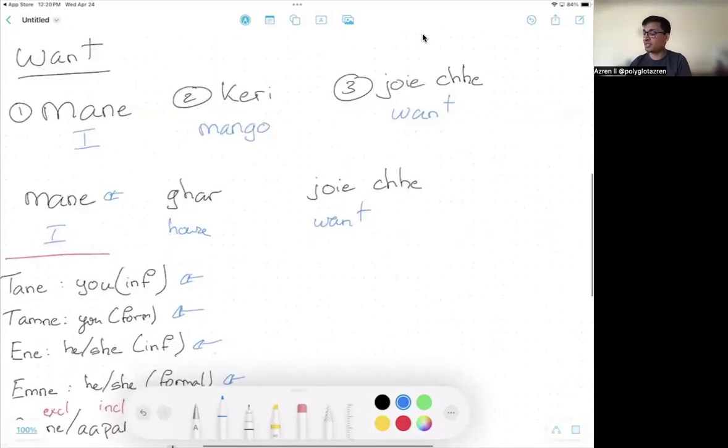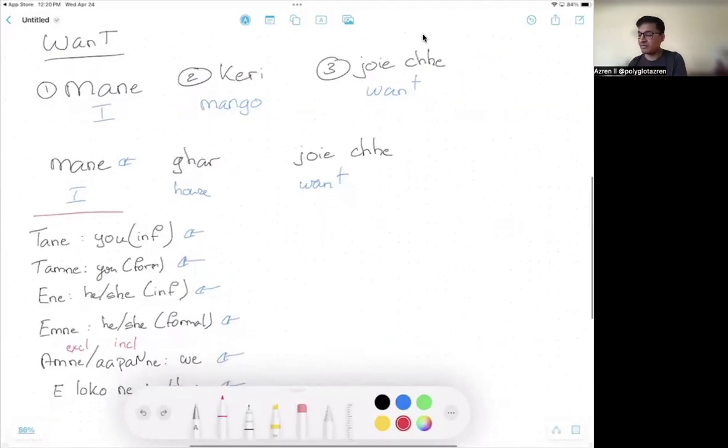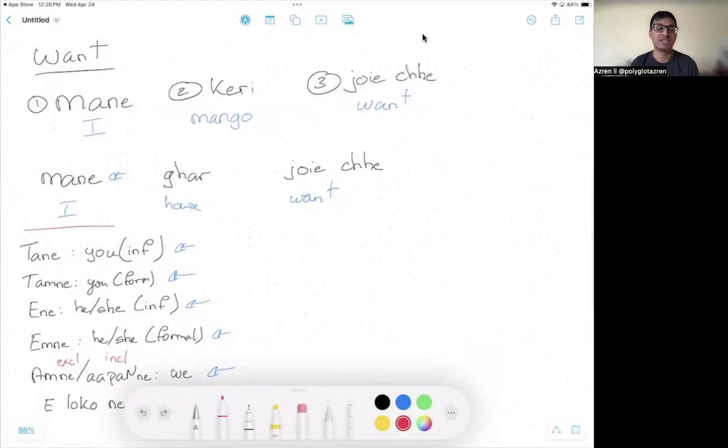So this ઘર જોઈએ છે never changes. The structure never changes. It's always the thing you want and then જોઈએ છે. That always stays the same. There's never any change there. Make sense? Easy peasy, hopefully. A very simple way to practice this: just take out a piece of paper, and write down 20, 30, 40, 50 sentences with things that you want, I want, he wants, etc. Okay?